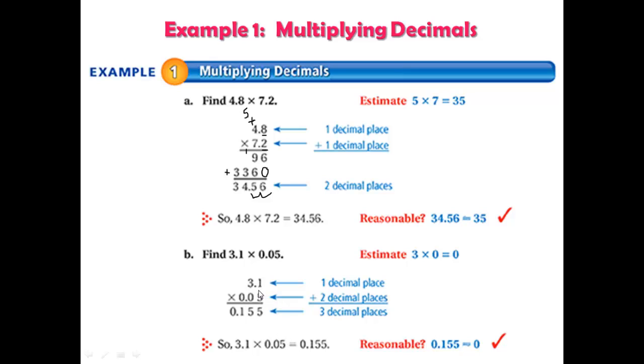In the first number we have 1 digit after the decimal. In our second number we have 2 digits after the decimal. So 1 plus 2 is 3. So we're going to move our decimal from the end up 3 places. 1, 2, 3. So we'll move it in front of the 1. So our answer is 0 and 155 thousandths. If we estimate this, 3 and 1 tenth is about 3, 5 hundredths is about 0, and 3 times 0 is 0, and our answer is close to 0.